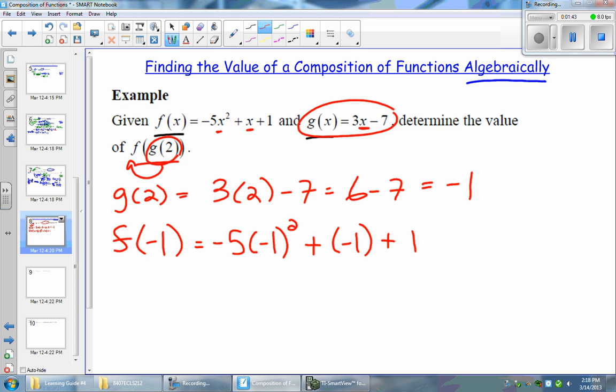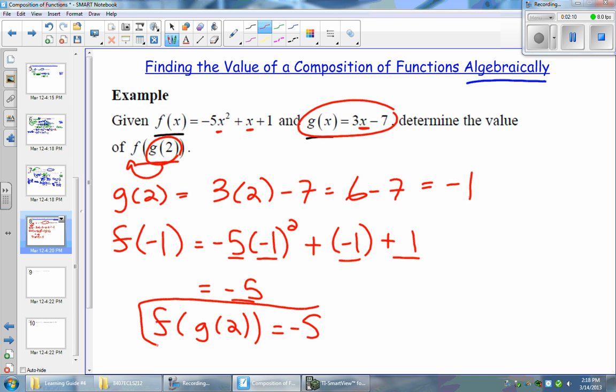Okay, so let's see what this calculates to. -5 times (-1) squared is going to give me -5. Okay, and -1 plus 1, that actually results in a 0. So my final answer is going to be -5. So to conclude this question here, we have found that f of g of 2 is actually equal to -5. All right, so there's your answer. I'll circle that for you. So that's my first example.